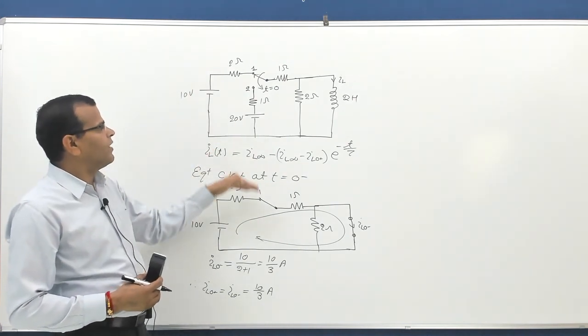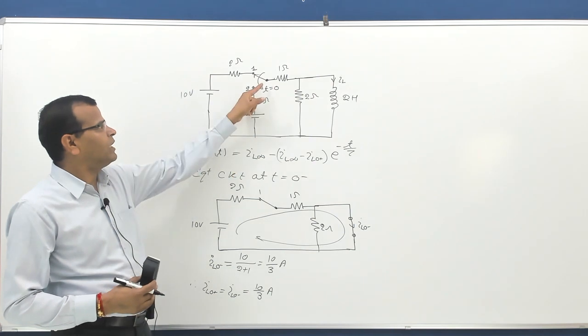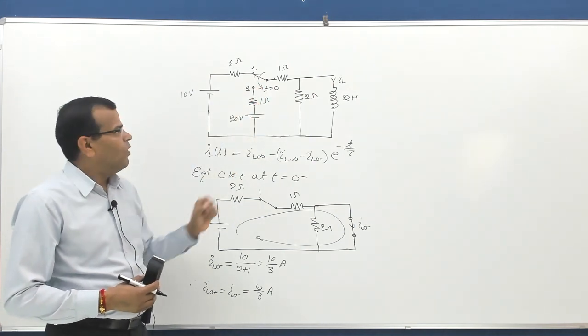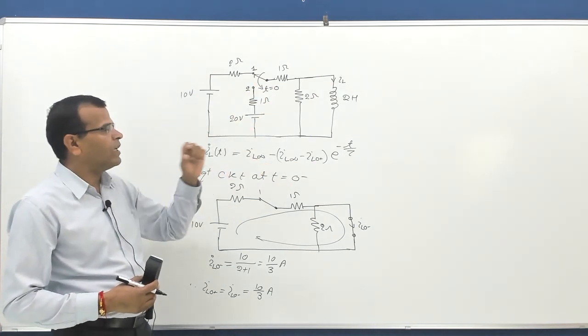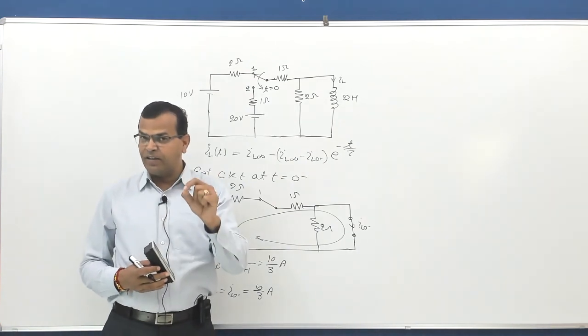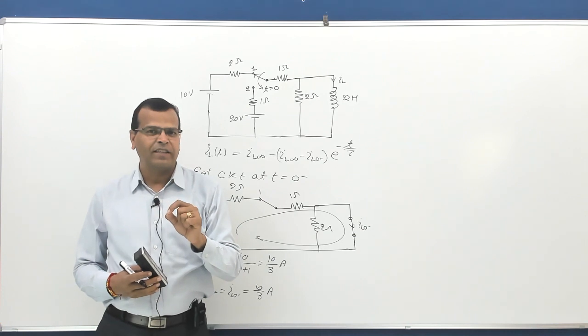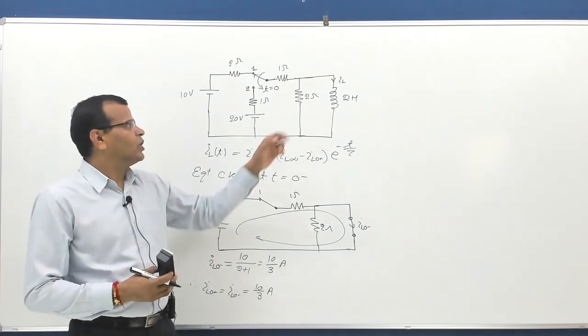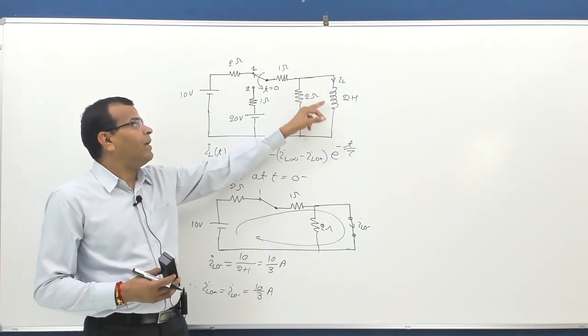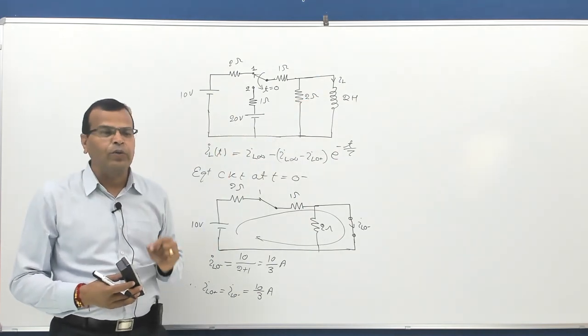For calculating IL infinity, the switch is at position 2. When the switch is at position 2 at t equal to infinity, the inductor behaves like a short circuit at steady state. At t equal to infinity, there is a steady state, so this inductor will behave like a short circuit.